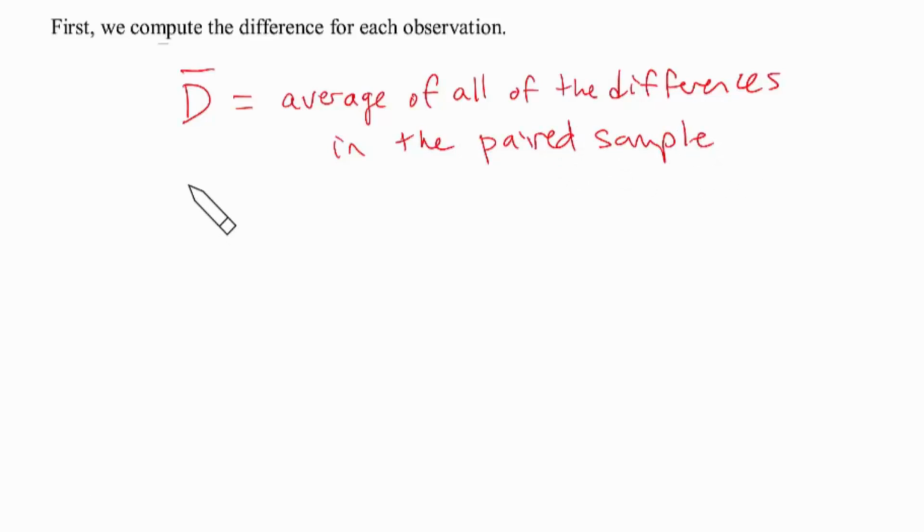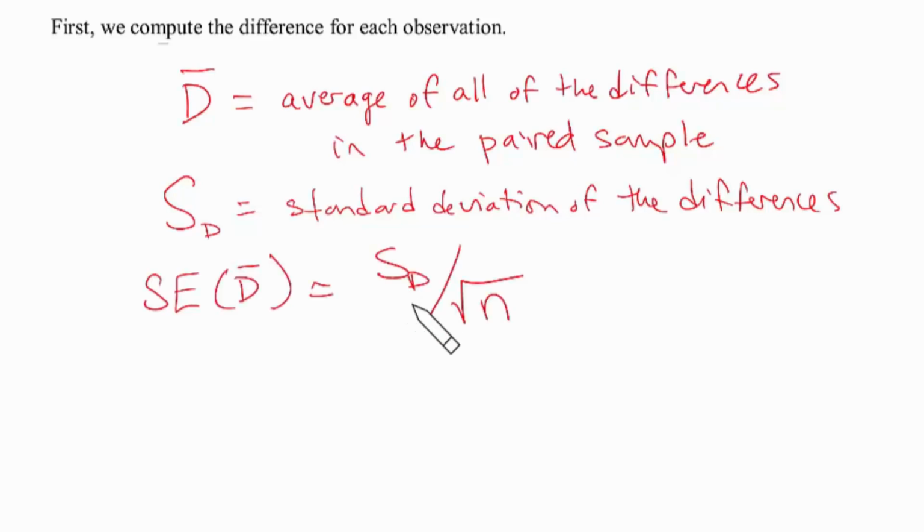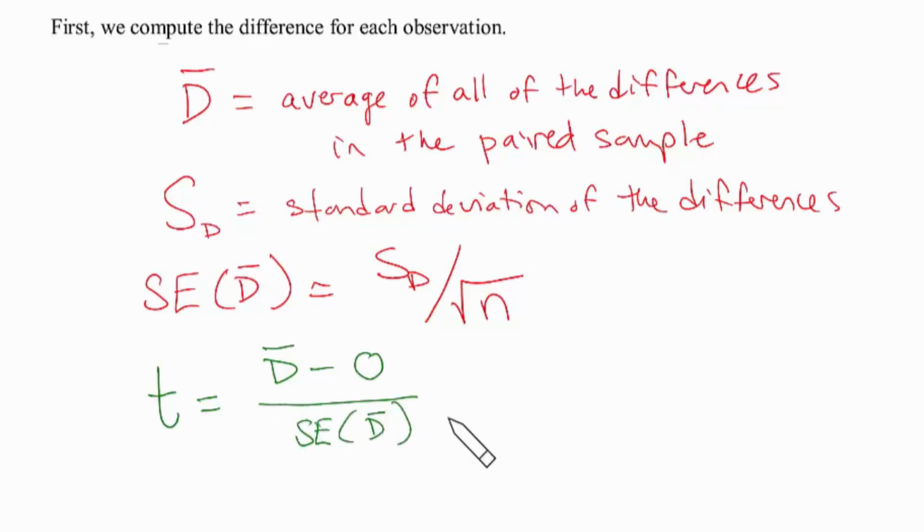Our next step is to compute the standard deviation of the differences in the paired sample. I'm marking that with S with a subscript D. Next, we compute the standard error of the mean difference, and we do that using this formula. We take the standard deviation that we found and divide it by the square root of the sample size. And next, we compute the t-statistic. We do that by taking the average of all the differences in the paired samples, comparing that with the hypothesized difference, which is usually 0, and dividing that by the standard error. That's our t-statistic, and we use degrees of freedom 1 less than the sample size.